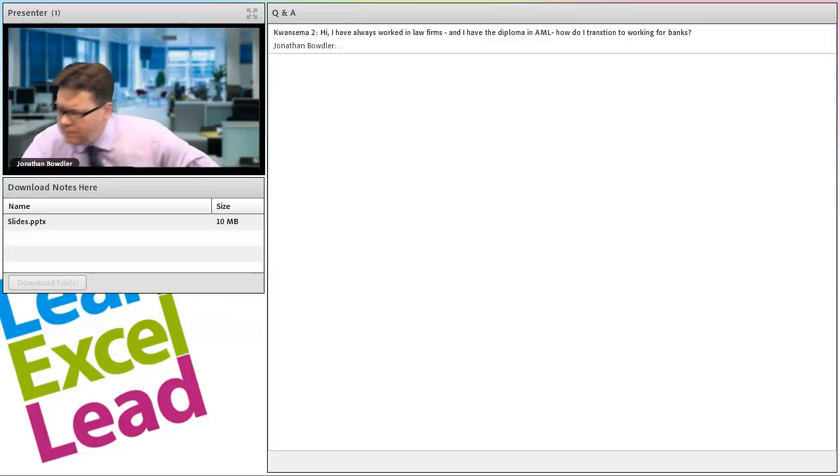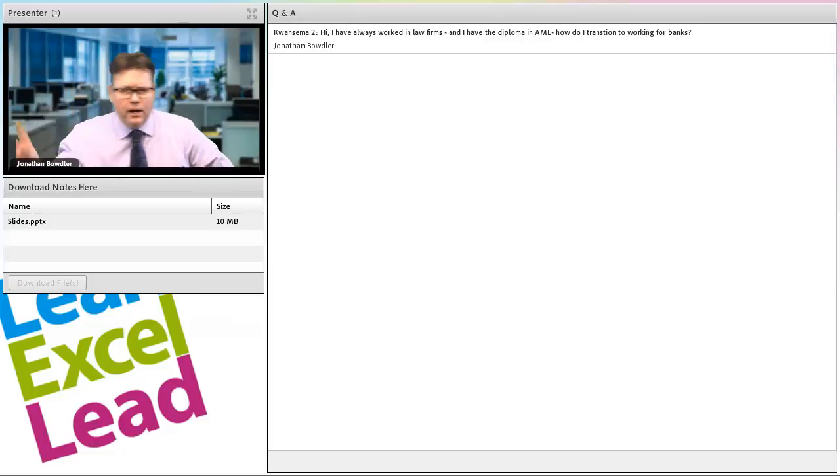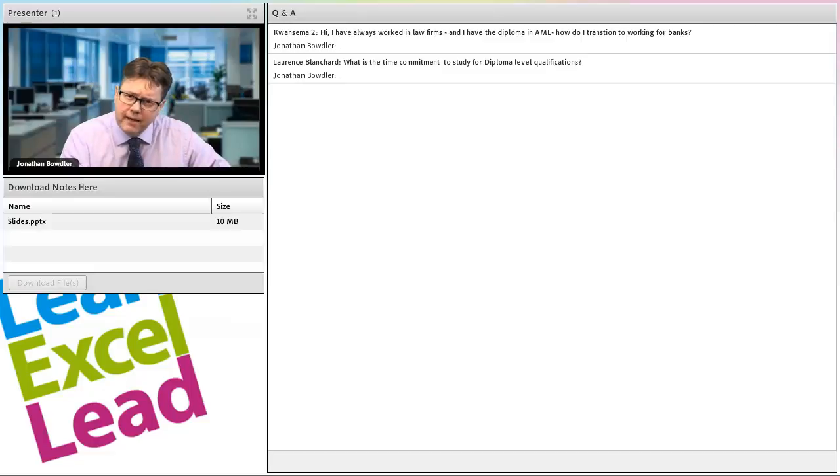What's the time commitment in studying for a diploma? It does, of course, vary. Different people have different ways of studying and different ways of applying their time. But we would normally say somewhere around 6 to 7 hours a week over the course of the diploma is adequate. Some people will get away with less than that because they have a different way of applying themselves. Others will want to do more than that because they enjoy studying as much as possible around a topic.